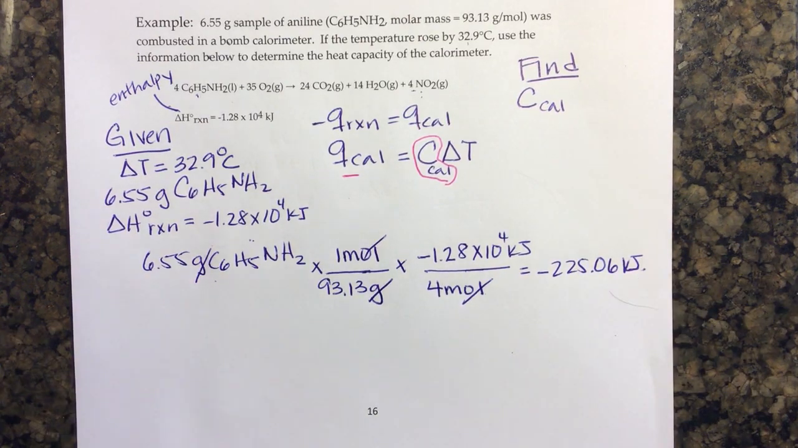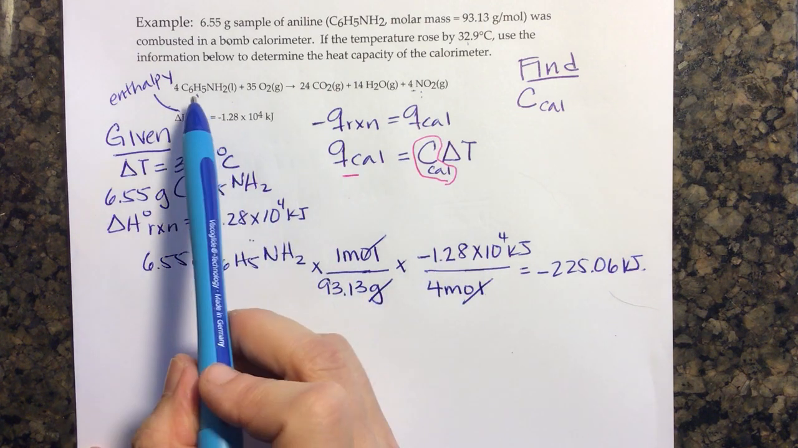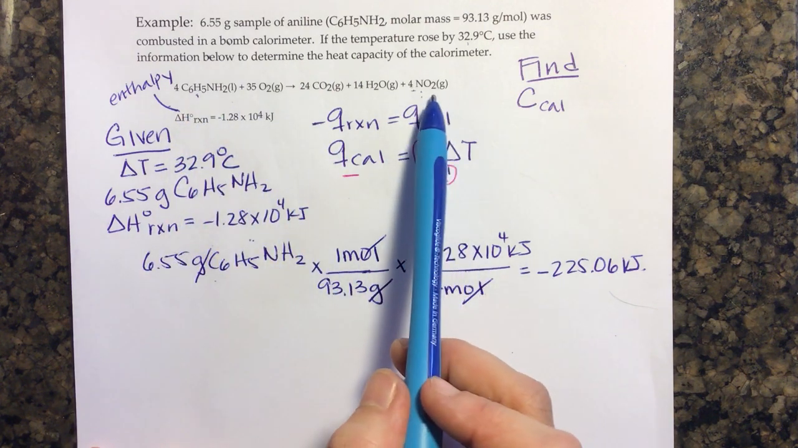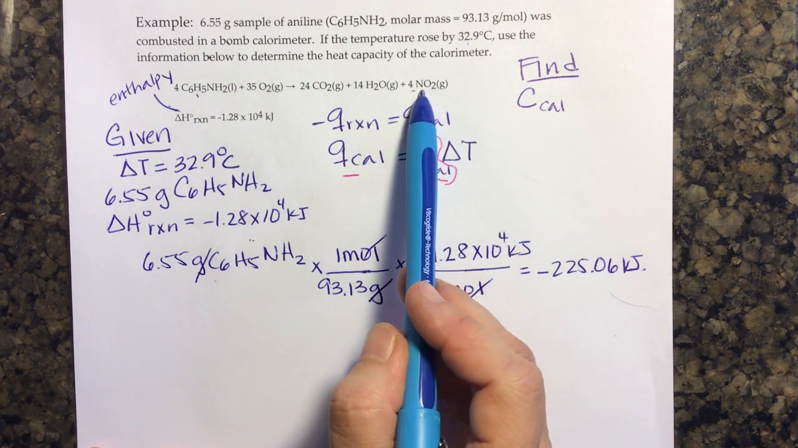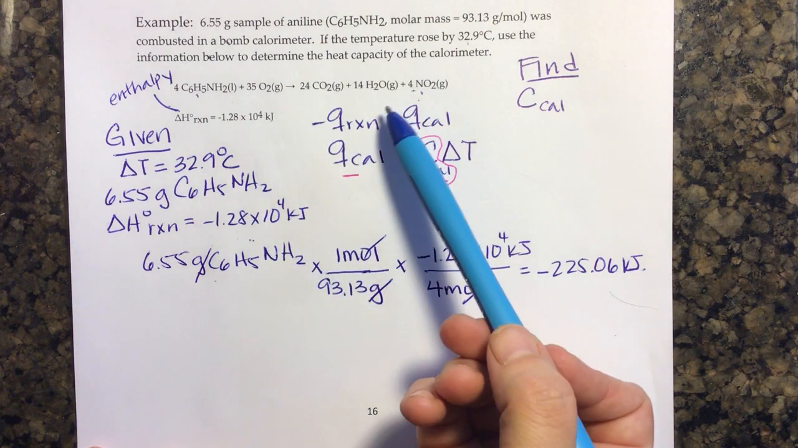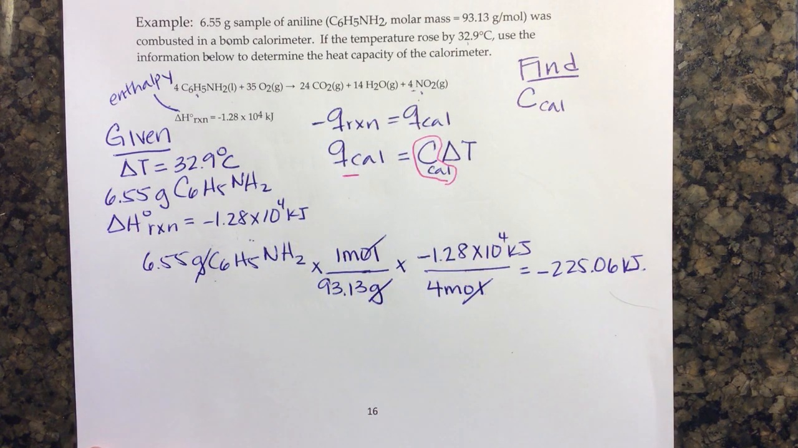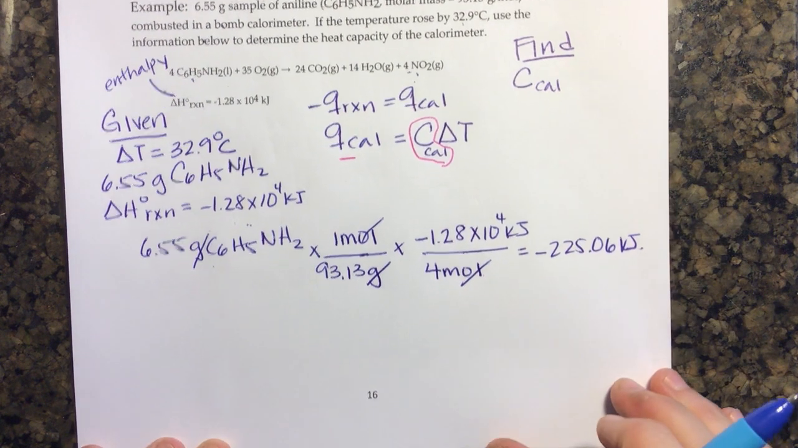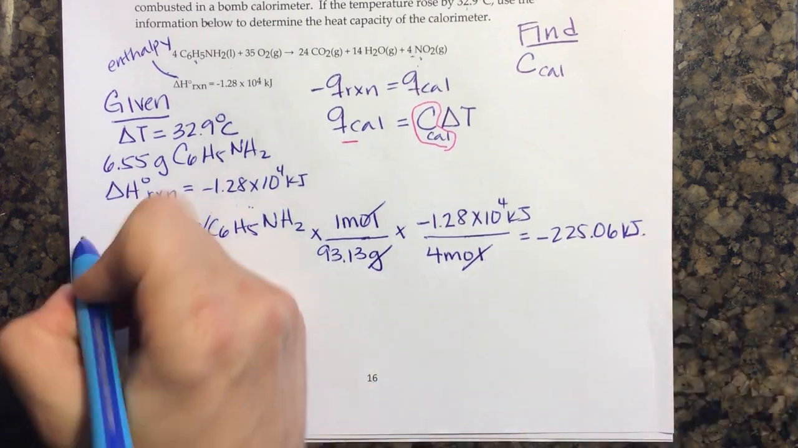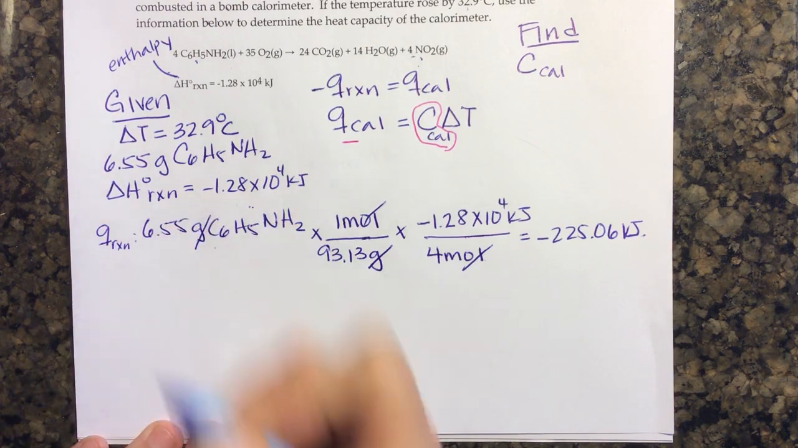Now again, I wasn't able to show you this in class, but I'm doing a whole module just on this topic. For now, realize that if I was looking for NO2, I would have 4 moles compared to my minus 1.28. Now, if I was looking at water, I would have 14 moles per minus 1.28 times 10 to the 4 kilojoules. So now we have Q. All of this process was to get Q. So this is Q of our reaction.